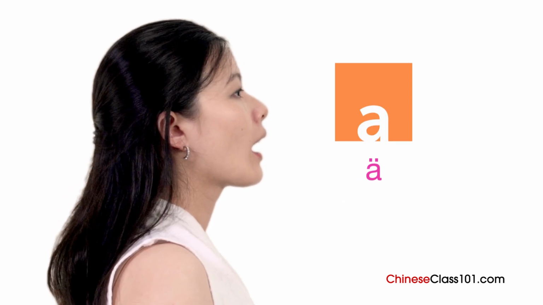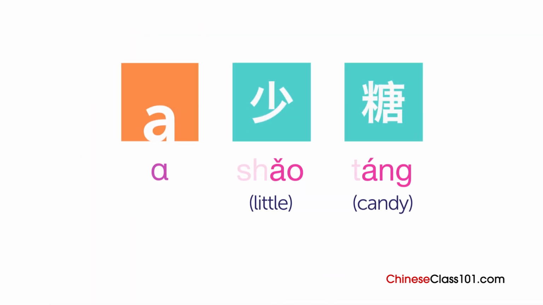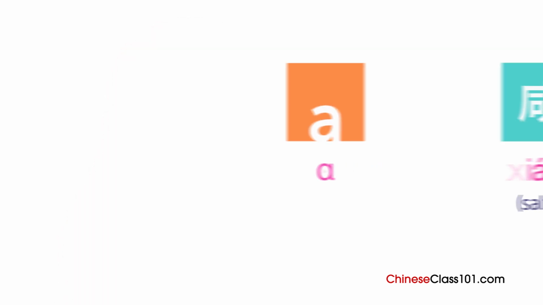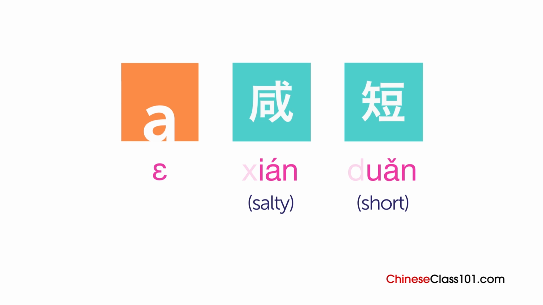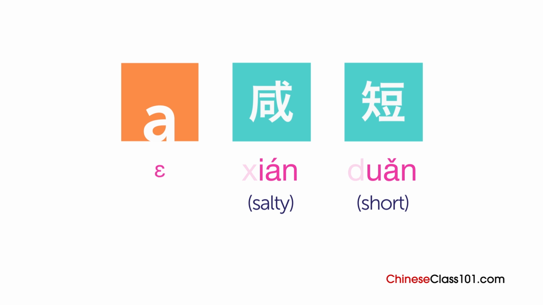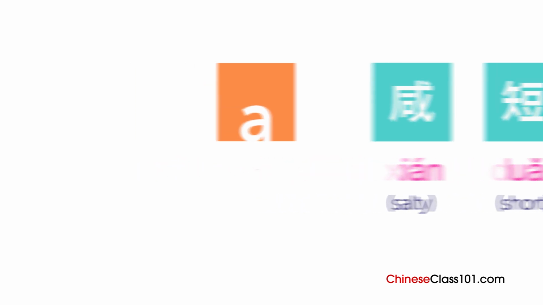When paired with the following, the A changes. It becomes identical to the A sound in the word father. When paired with the following, the A changes. It becomes identical to the E sound in the word red.